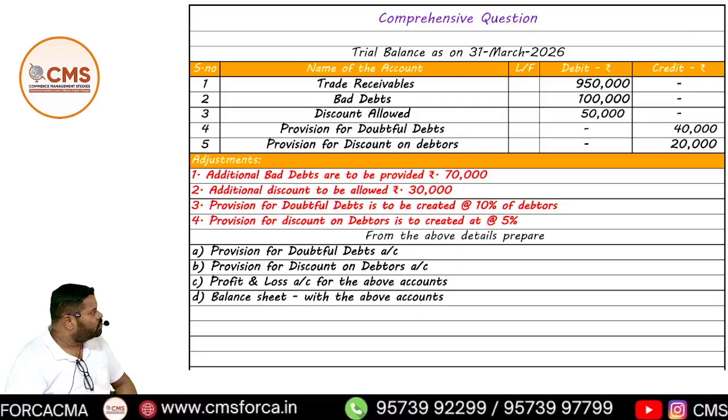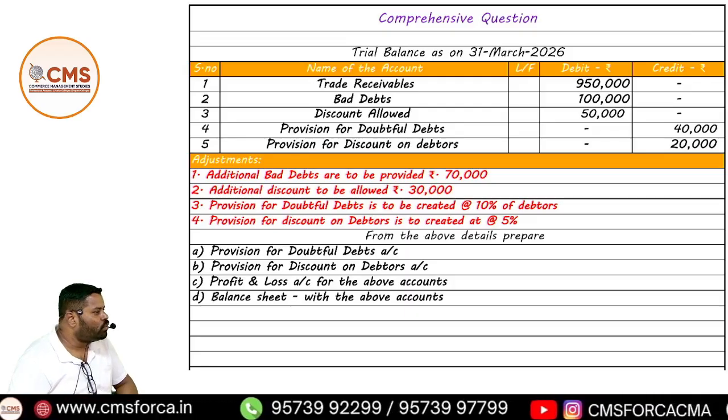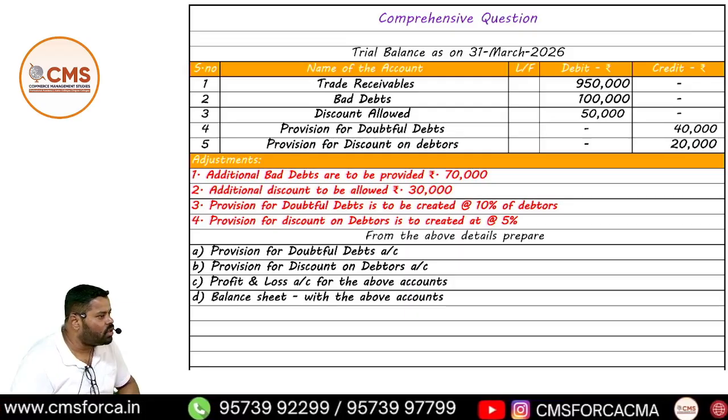If you can handle this, you can handle any adjustments on bad debts, provision for doubtful debts, and provision for discount on debtors.